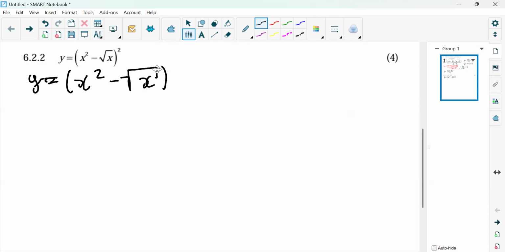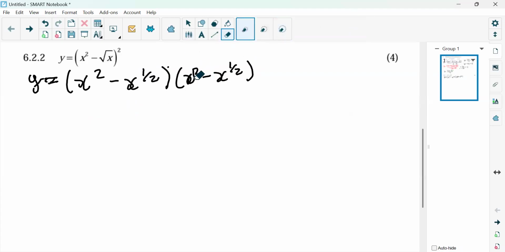Instead of a root, it's similar to writing x to the power of 1 over 2. x to the power 1 over 2. Then we close our bracket, and then we do it again. We have x squared minus x to the power 1 over 2. Close bracket. Okay, guys, here we're going to be using exponent laws.